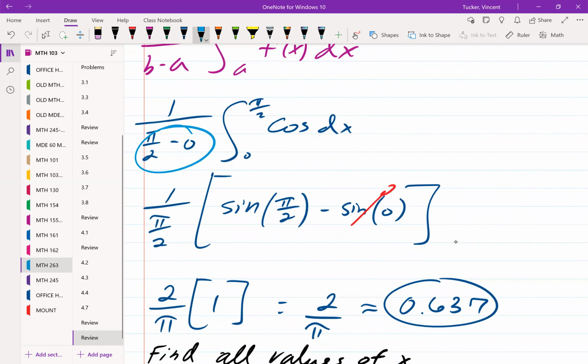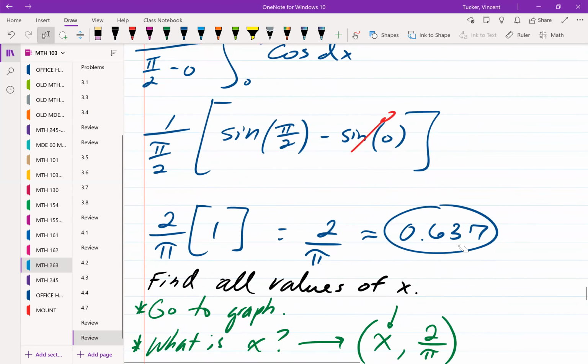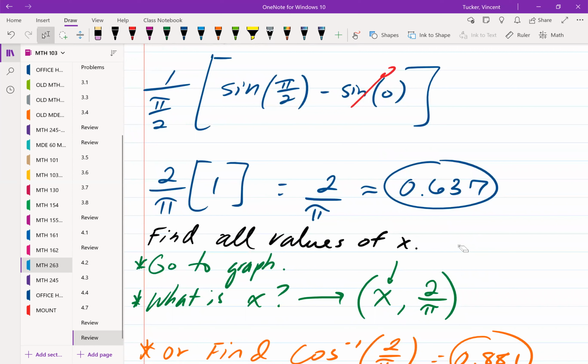Or also right here, pi over 2 minus 0 is just pi over 2. So we have 1 over pi over 2, which just turns into 2 over pi. Whenever you divide by a fraction, you multiply by the reciprocal, so it turns into 2 over pi times 1, which is just 2 over pi. And then that'll give you 0.637 as a decimal. All right, I believe they wanted 3 decimals as your answer. Then from here, it says find the values of x within the interval that we have, which is 0 to pi over 2.